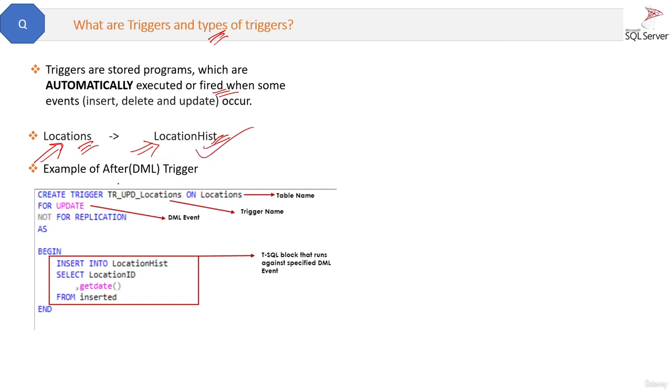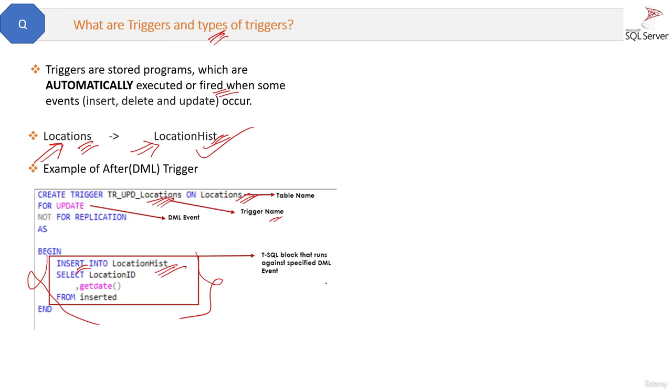Now see this trigger, this tree update location is the trigger name. Then location is the table name on which the trigger is created. Meaning if any update query is fired on this locations table, then this trigger will be fired. And what will the trigger do? It will perform the logic present inside the trigger body. In this case, we are just inserting a new record in the location history table. So that is the trigger. Mostly we use triggers for tracking the changes happening in our database table.